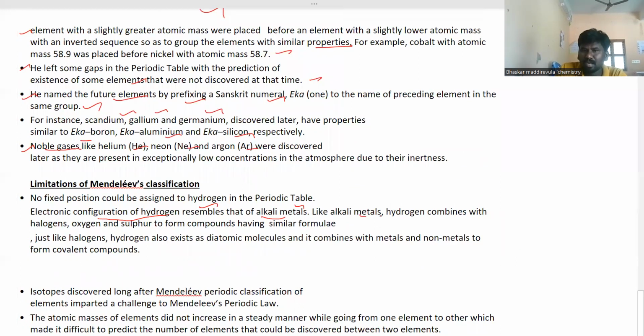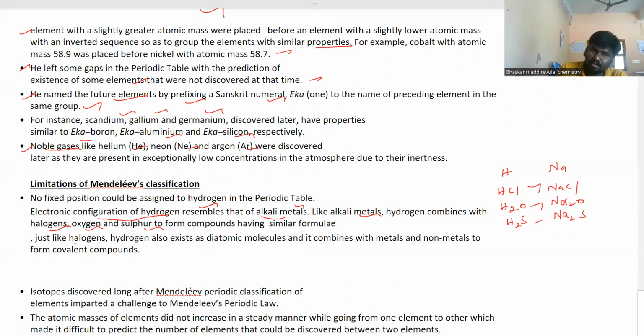Also, like alkali metals, hydrogen combines with halogens, oxygen, and sulfur and forms similar types of formulas. For example, hydrogen reacts with halogens to form HCl, and sodium forms NaCl. When hydrogen combines with oxygen it forms H2O, and sodium forms Na2O. When hydrogen combines with sulfur it forms H2S, and sodium forms Na2S. So its electronic configuration resembles alkali metals, and it forms similar compounds with halogens, oxygen, and sulfur, with the same type of chemical formulas.